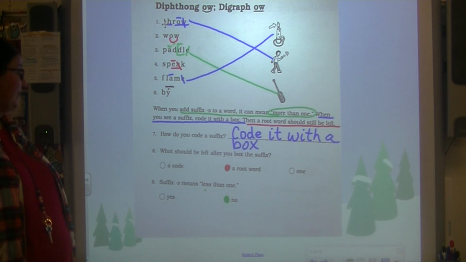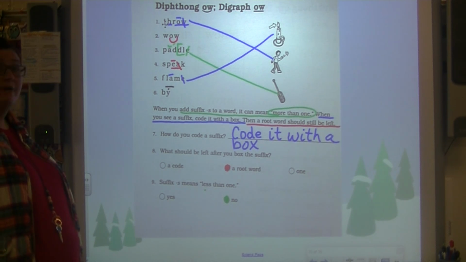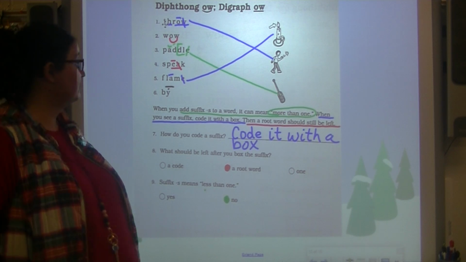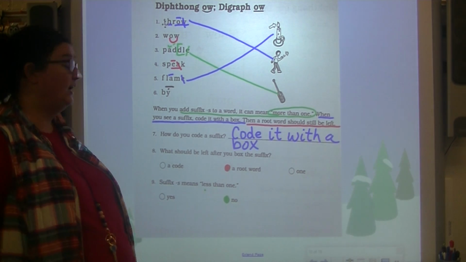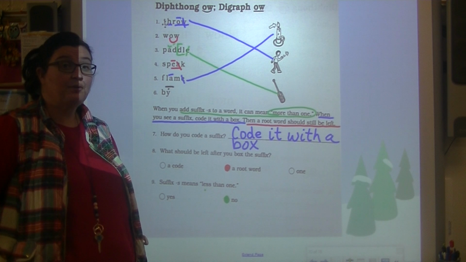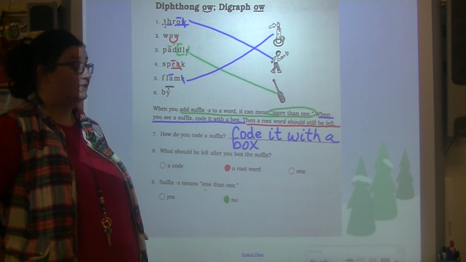Once you have that, you may turn it over, code the words on the back, and answer the questions on the back. You can upload it by taking a picture and putting it in the Google Docs that I've attached.